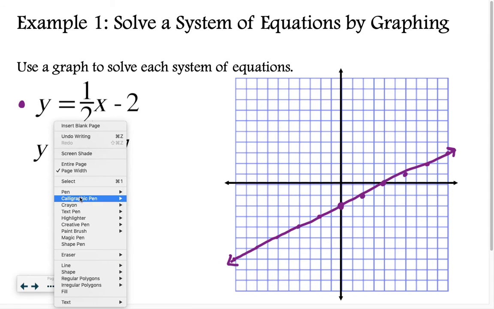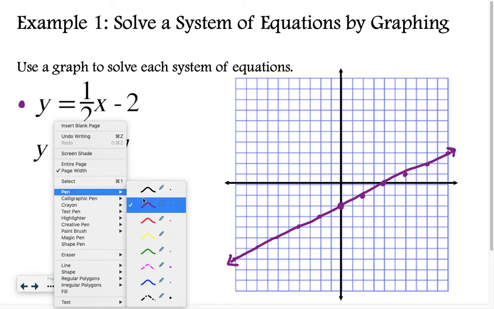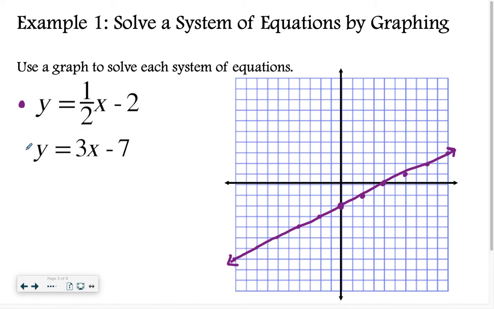Then I'm going to change pen colors just to make it a little easier. And I have this reddish orange color. I have y equals 3x minus 7. So again, I'm going to start by plotting my y-intercept, which is -7. So I'm going to go down 7, plot my first point, and then my slope is a +3. Remember, this is a 3 over a 1. So I'm going to go up 3, because rise over run 1.